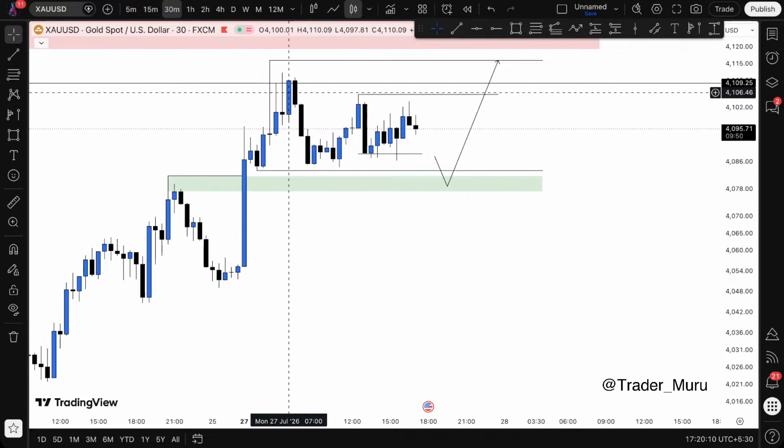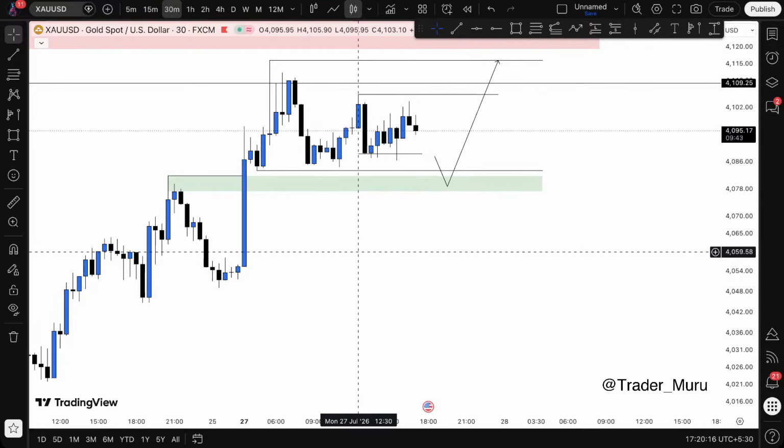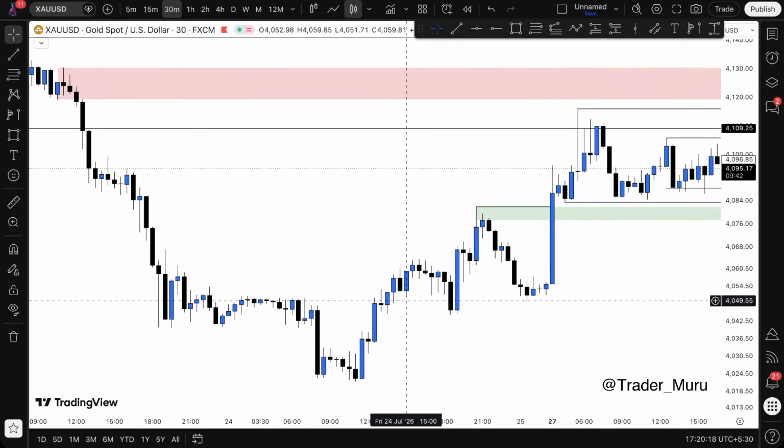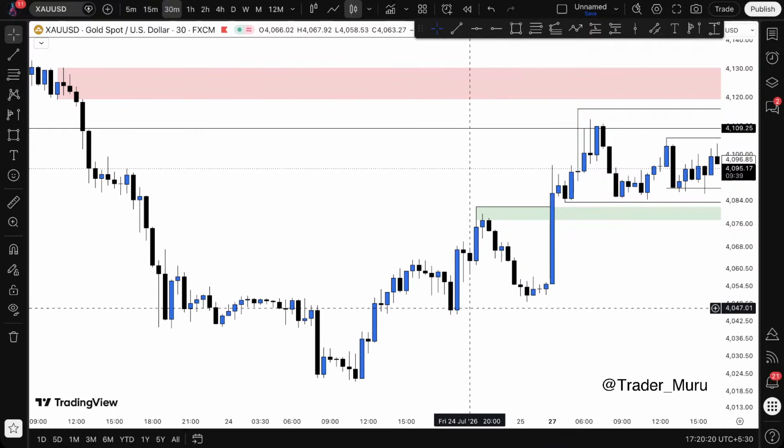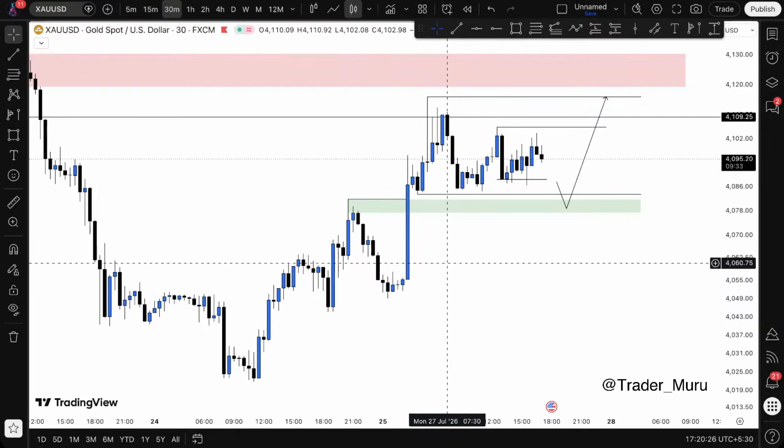Demand and supply. When there is a demand and supply both present in the market, price will just range. Just like this one. Clear?